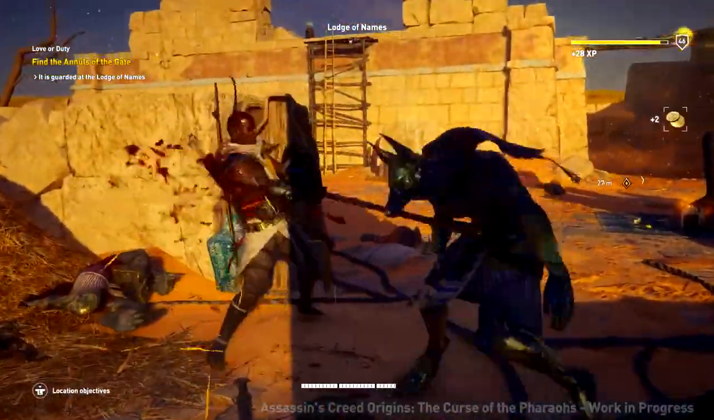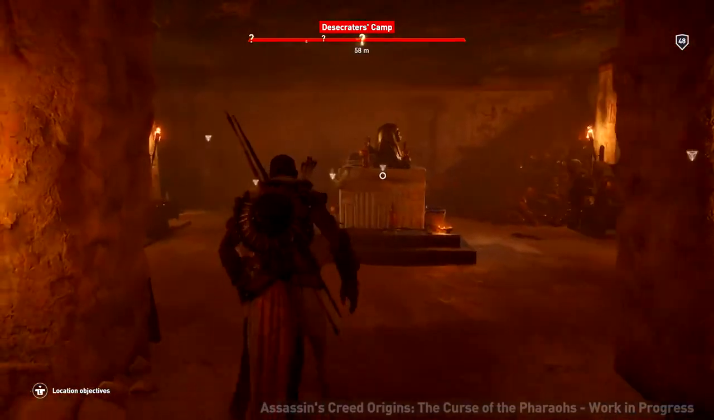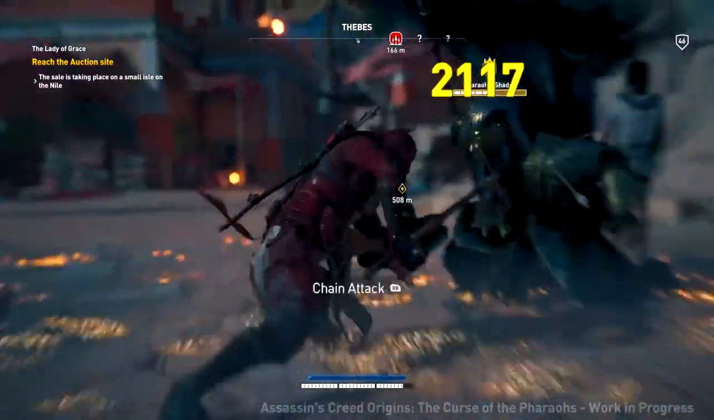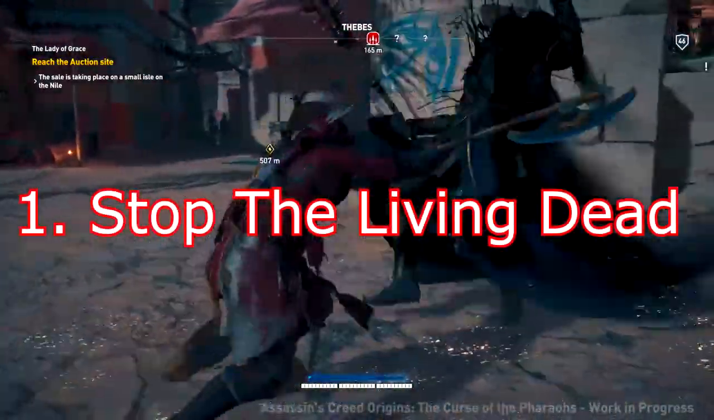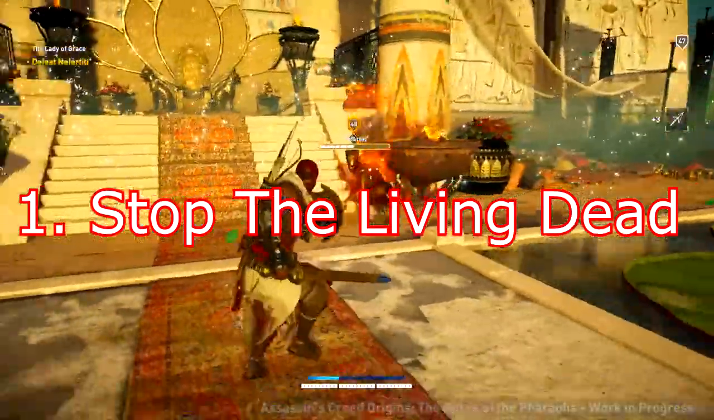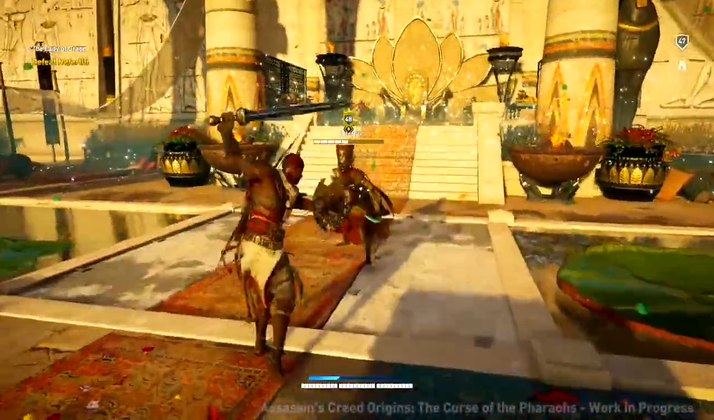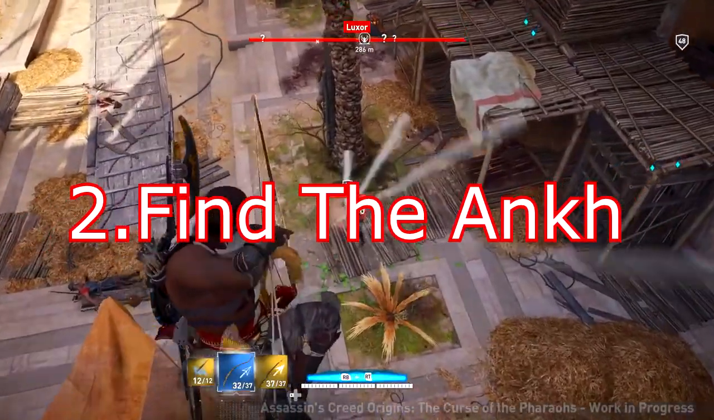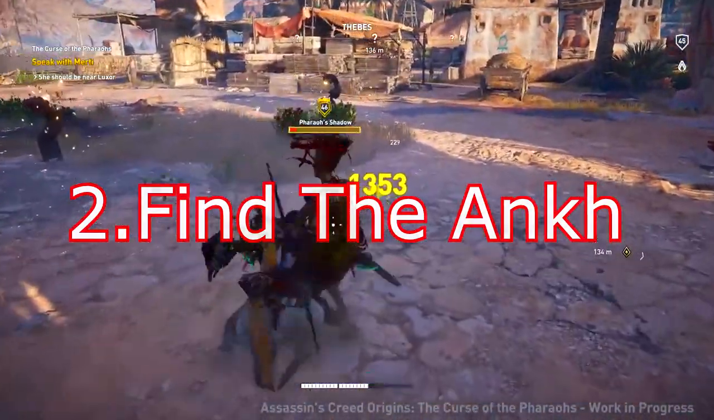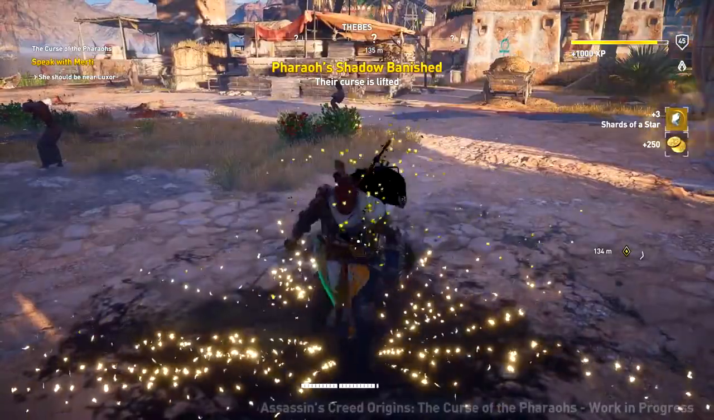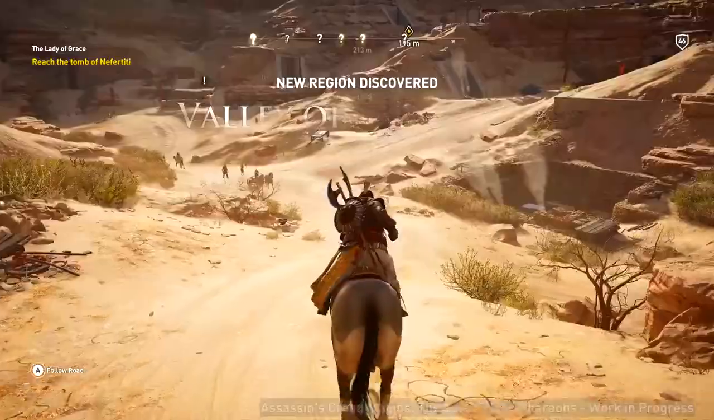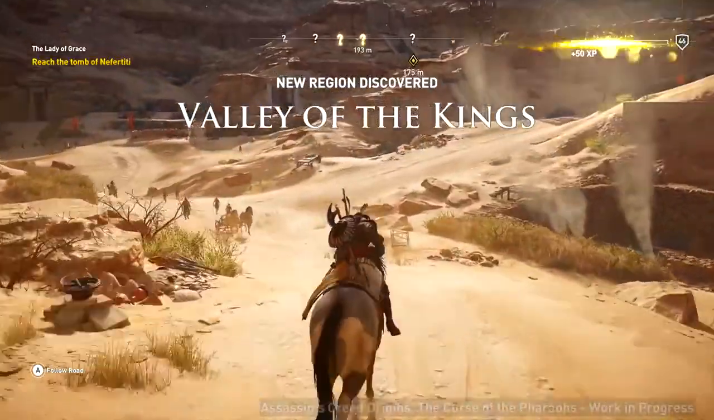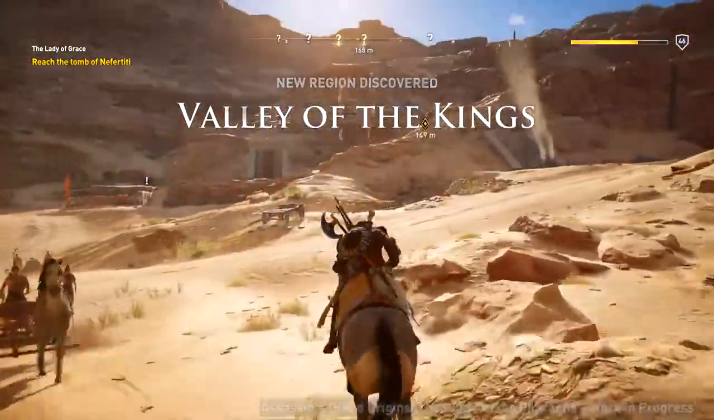So the objective and basic idea for the DLC, I think, is that you're going to have to stop the dead. Instantly, everyone knows you're going to have to stop the dead, but we don't know how. One, we would have to find the Ankh, which is what we do with every festive item. We find it, even if we don't know what it is, we know we're going to have to find one if it's related to the story. Sorry for being a bit confusing there.